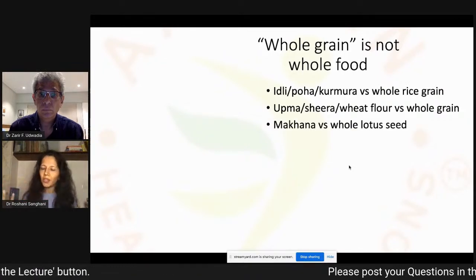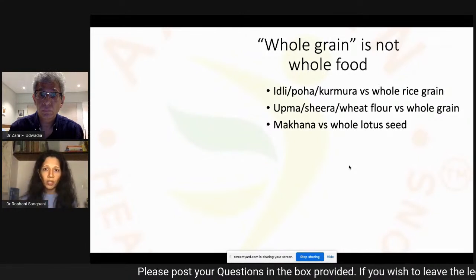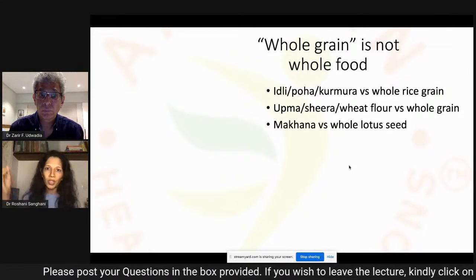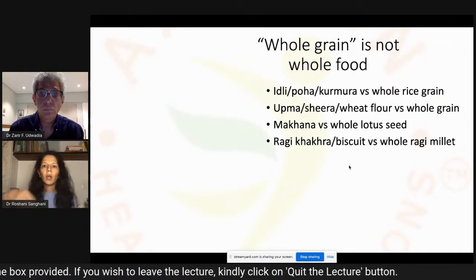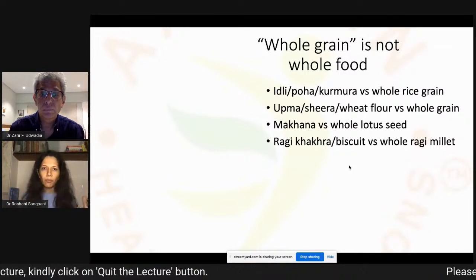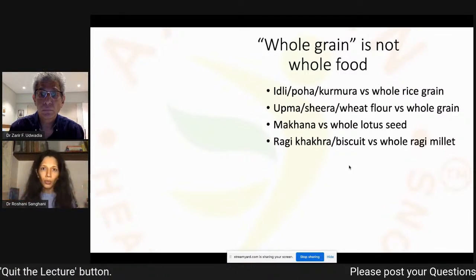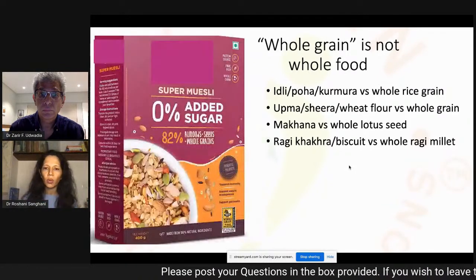People think makhanas are okay, those lotus seeds, but I had to go watch a YouTube video. The number of steps required to take a lotus seed and turn it into a ready-to-eat instant food. Ragi khakras and ragi biscuits, people think these are diet foods, that they are gluten-free. Yes, they're gluten-free, but they are not low carbohydrate. And again, look at the comparison with the whole ragi millet.